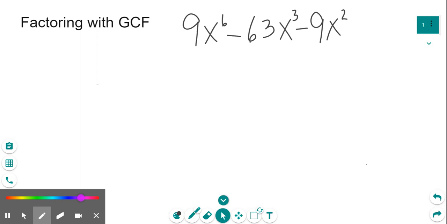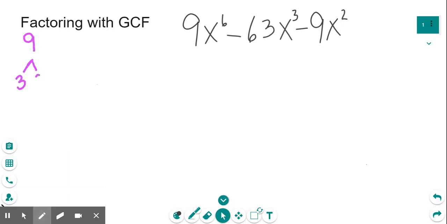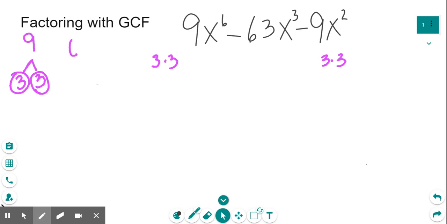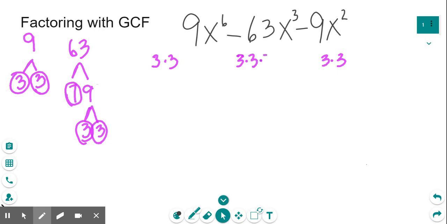Now the numbers, first we have a 9, right? And 9 can be separated into 3 times 3. Now I'm not going to do that twice, so I'm just going to write 3 times 3 for this 9, and then I'm going to write 3 times 3 for this 9. Now let's do 63. 63 is 7 times 9. 7 is a prime, so we can stop there, and then 9 is 3 times 3. So for 63, we have 3 times 3 times 7.